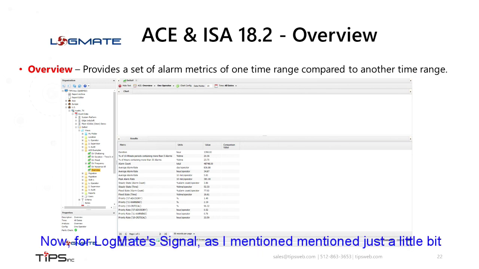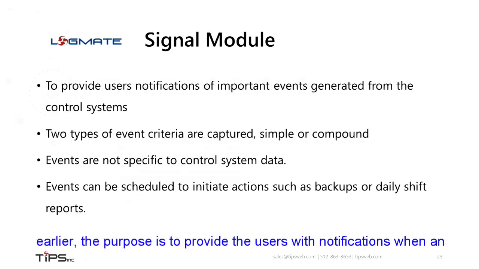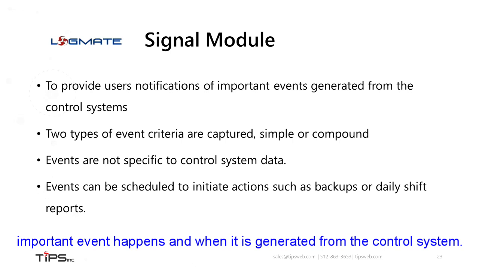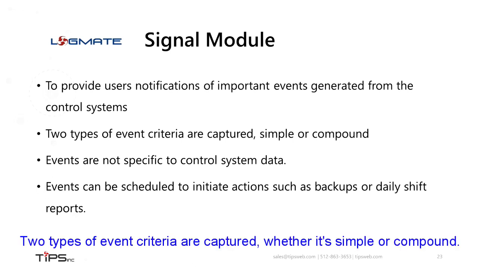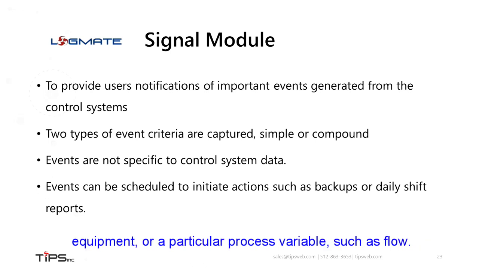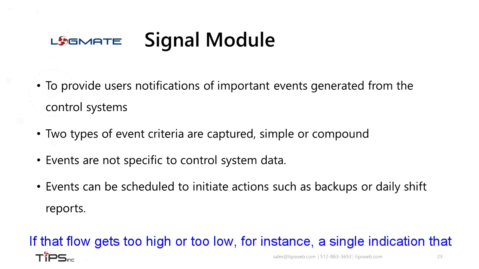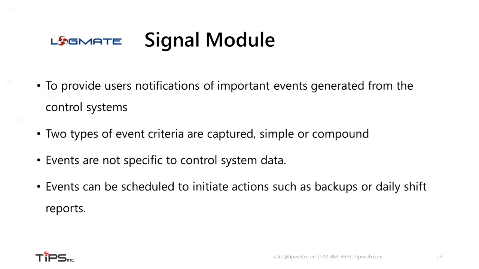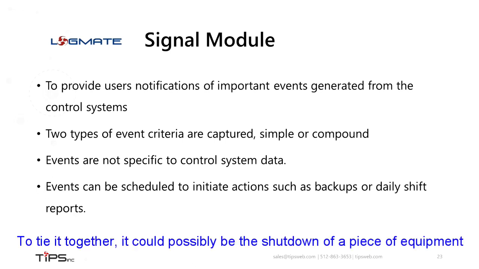Now for LogMate Signal, as I mentioned just a little bit earlier. The purpose is to provide the users with notifications when an important event happens and when it is generated from the control system. Two types of event criteria are captured, whether it's simple or compound. By simple, it may be something as a shutdown of a particular piece of equipment or a particular process variable such as flow. If that flow gets too high or too low, for instance, a single indication that you want to know has happened. You can make it more complex with logic to tie it together.